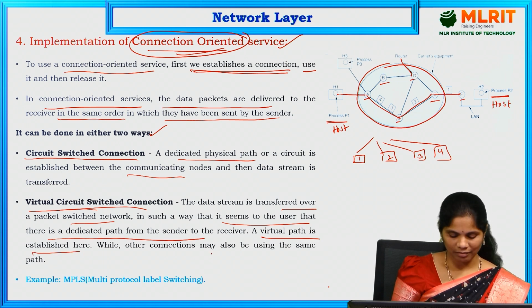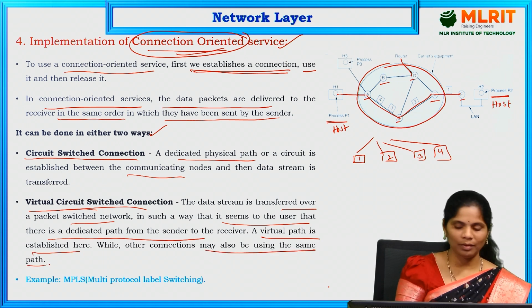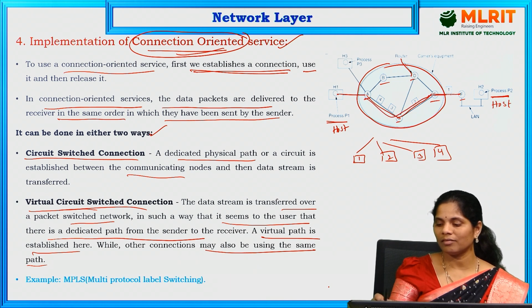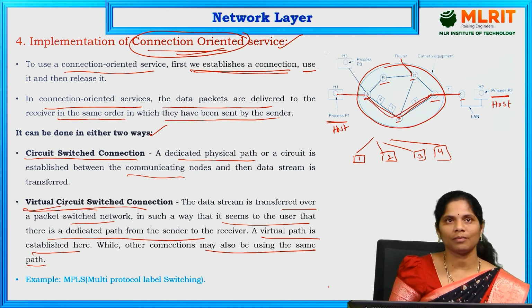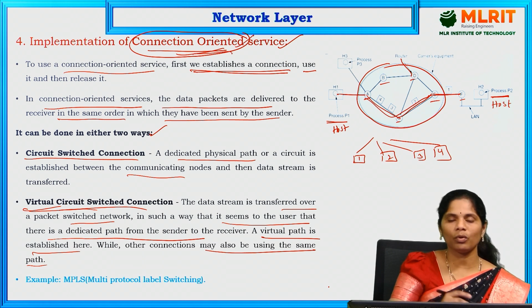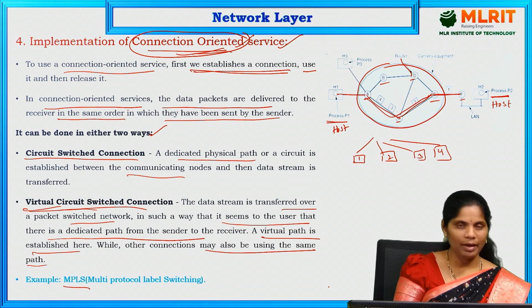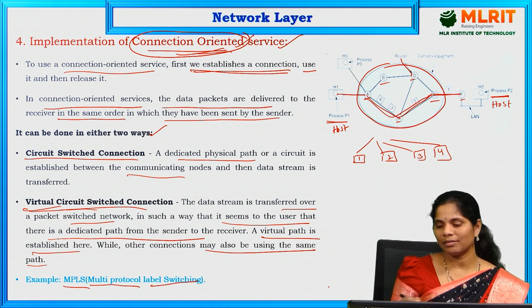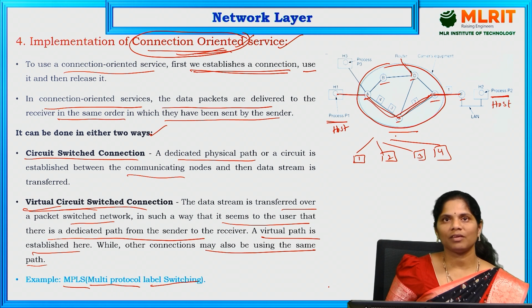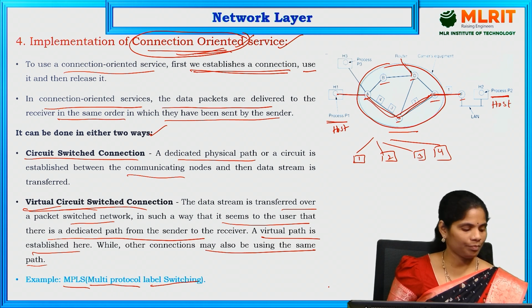Other connections may also use the same path, meaning not only this connection, other connections can also use this path. That is the virtual circuit switched connection. The example for the implementation of connection oriented services is MPLS, that is multi-protocol label switching.